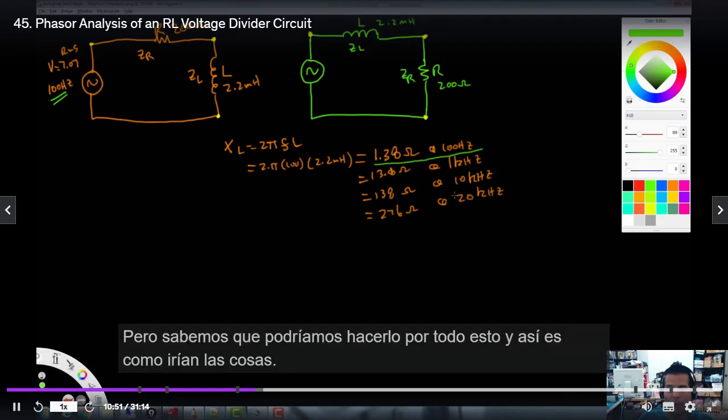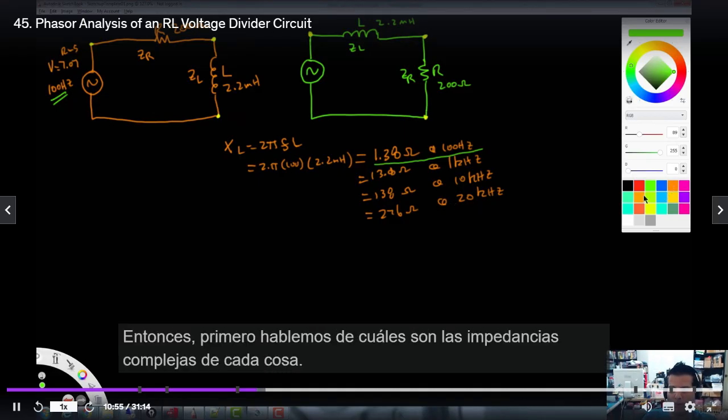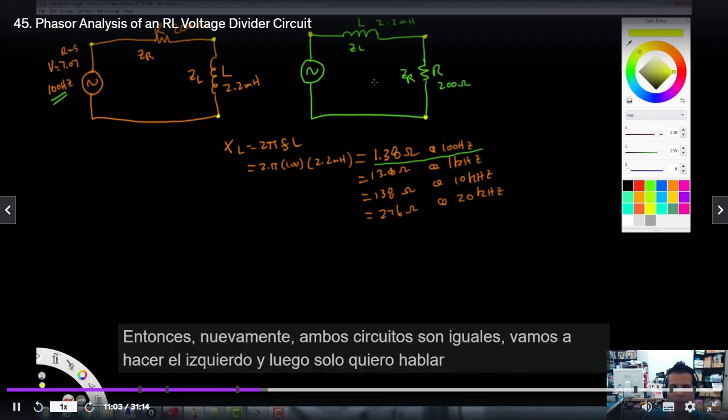But we know we could do them for all of these, and this is how things would go. All right, so first thing, let's talk about what the complex impedances are of each thing. All right, so again, both circuits are the same. We're going to do the left one, and then I just want to talk about the one on the right.